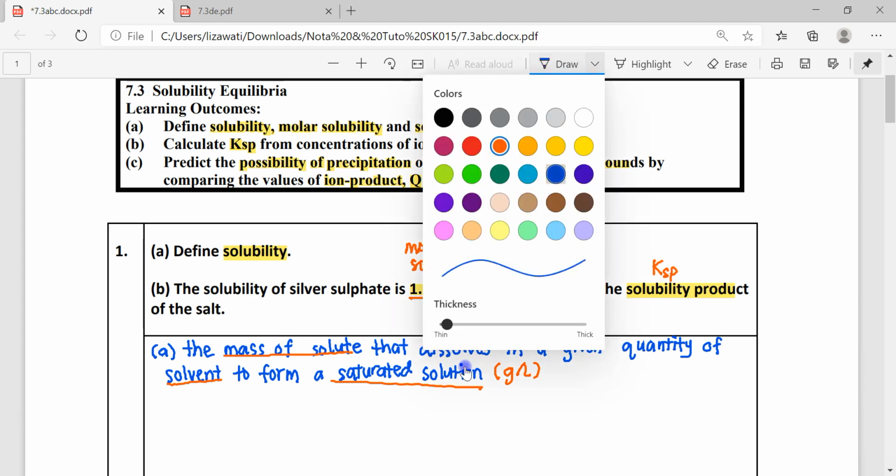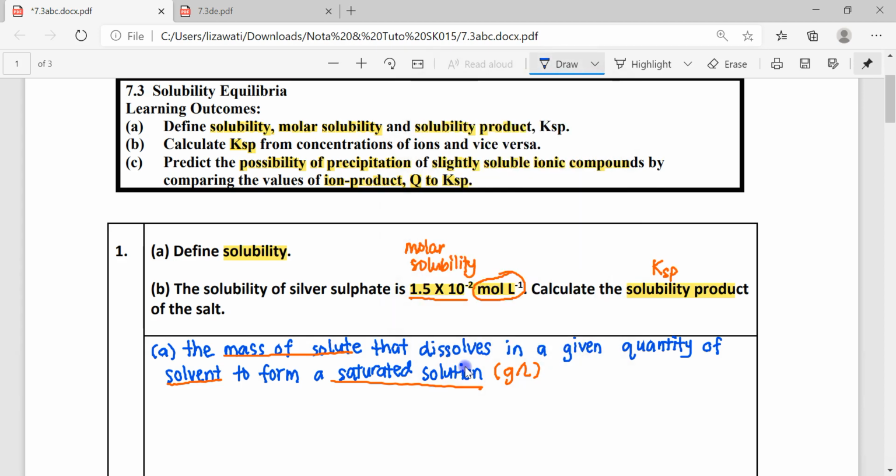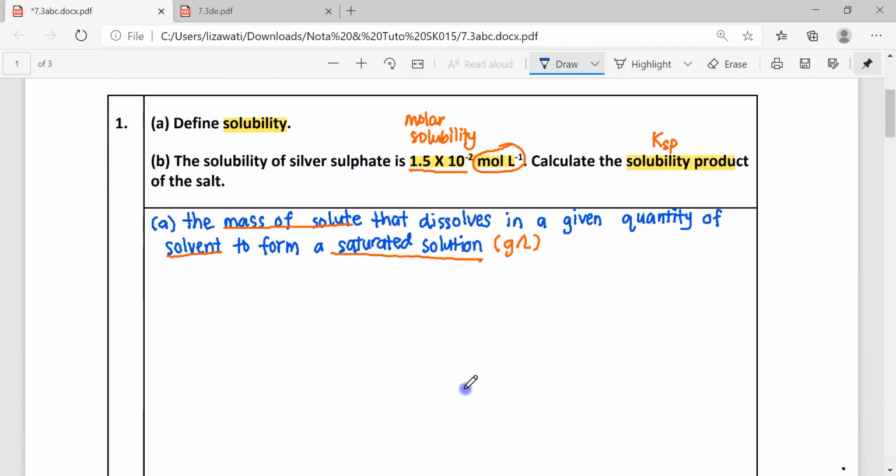First of all, you have to write the dissociation equation for the salt, that is the silver sulfate. Silver sulfate exists in solid and it is a slightly soluble salt, so you have to use a reversible arrow, and it will form aqueous ions. So remember, your equation should be balanced.